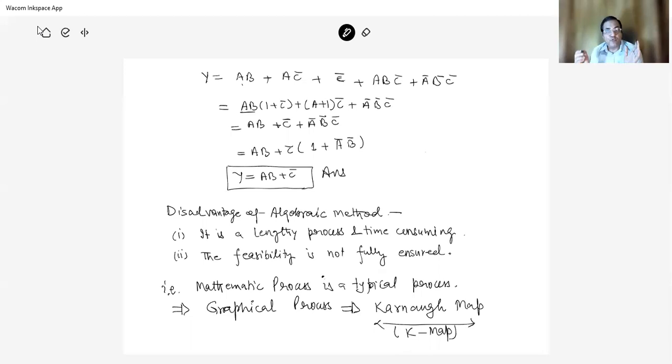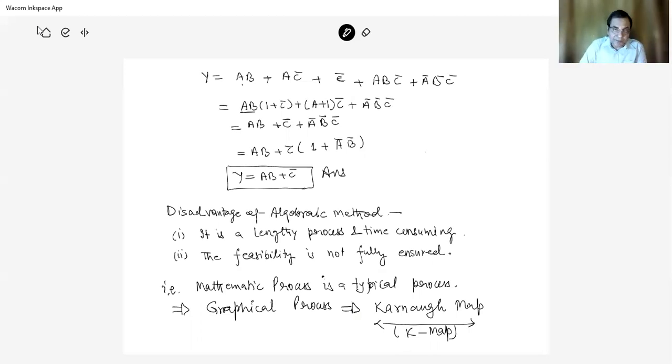So these are 4 examples. First is a simple expression given. Second is the circuit given, logical circuits. Third is the minterms given, and fourth is maxterm. So in all formats, we have the method to simplify using the algebraic method.